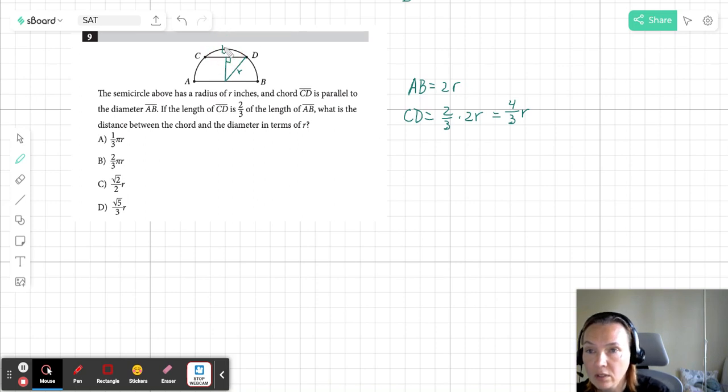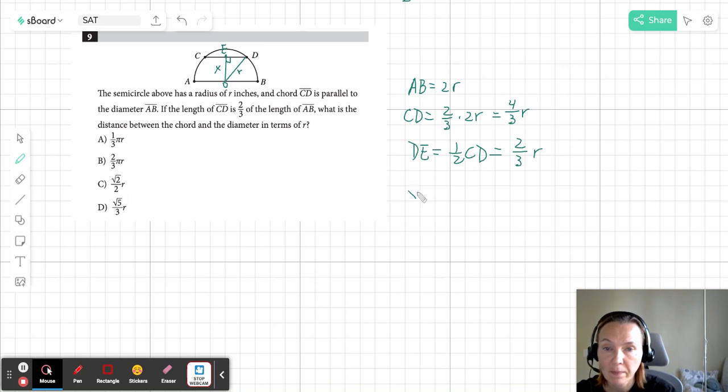So if I name this point E, then I can say that DE is going to be half of CD, which is 2/3r. And now I'm just using the Pythagorean theorem for this triangle. This is x. This is what I need to find. I need to find the distance from CD to AB. So from E to, let's say this is point O. That's what I need to find.